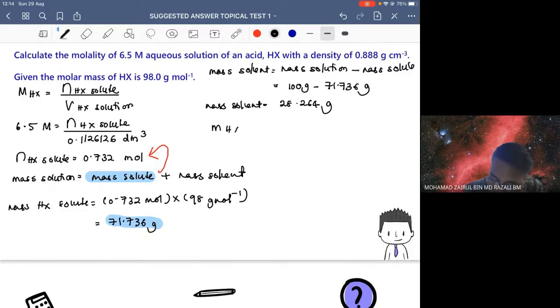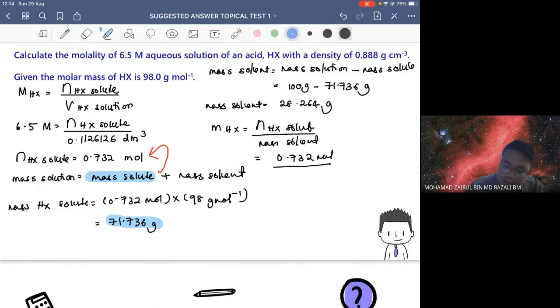So dah dapat mass solvent, kita bolehlah cari molality. So molality of HX equal to mole of HX solute over mass solvent. Mole solute is 0.732 mole. And the mass solvent kita dah dapat yang dekat sini. Tapi awak kena ingat dalam nak kira molality, the mass of solvent must be in kilogram. So awak kena convert, awak divide by 1000, awak akan dapat 0.0282 kilogram. So kalau awak tekan kalkulator, awak akan dapat 25.96 molal. Okay, this is your final answer.